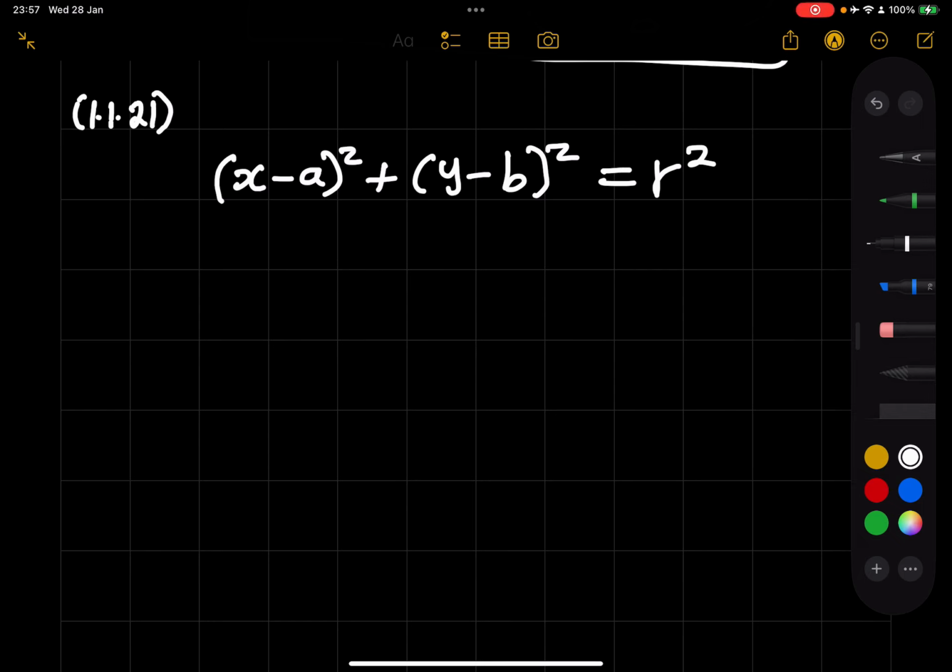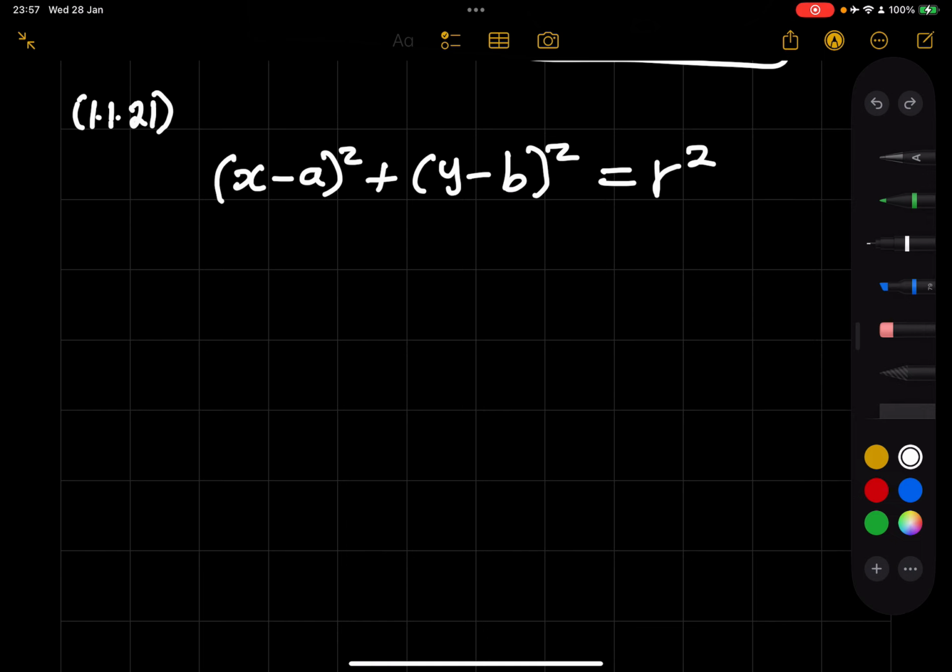In this question, we need to isolate a. Ladies and gentlemen, this is the standard equation of a circle: (x minus a) squared plus (y minus b) squared equals r squared.